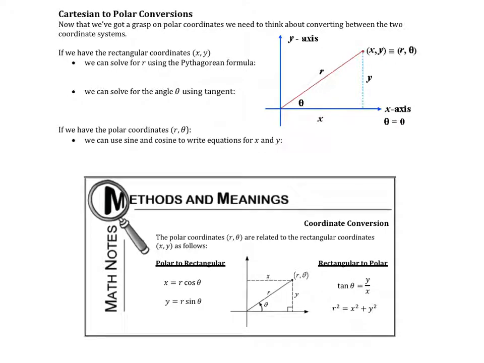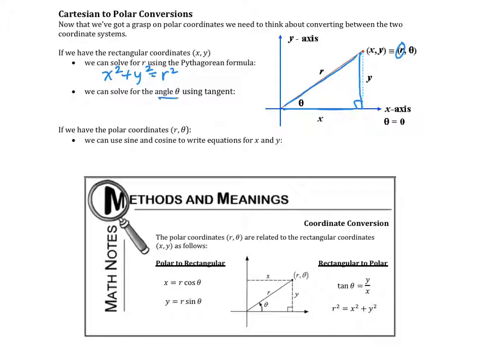Moving on. Okay, Cartesian coordinate system to polar coordinates. So Cartesian to polar conversions. It says now that we've got a grasp on the polar coordinates, we need to think about converting between two coordinate systems. If we have the rectangular coordinates, which are (x, y), we can solve for r using the Pythagorean theorem, right? If this is x and this is y, well, x² + y² = r², right? And r is the radius in the polar coordinate system. So r² = x² + y².